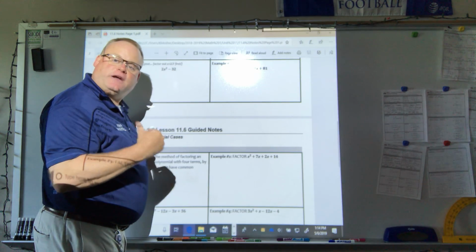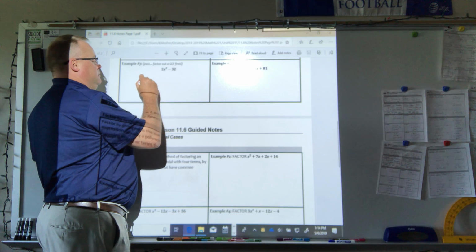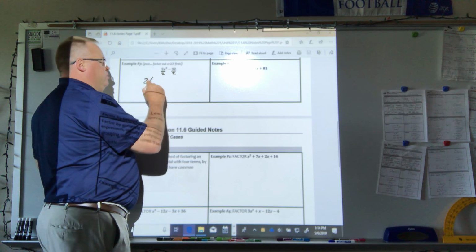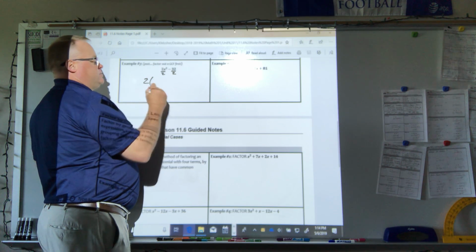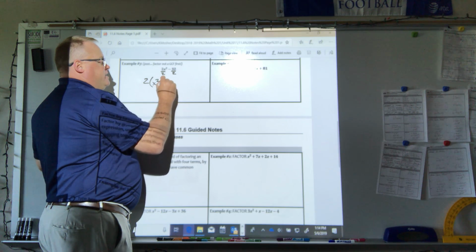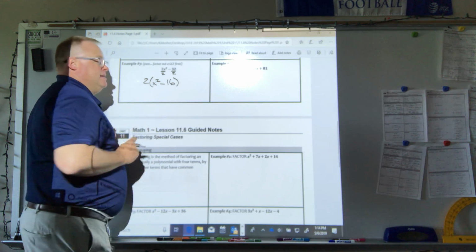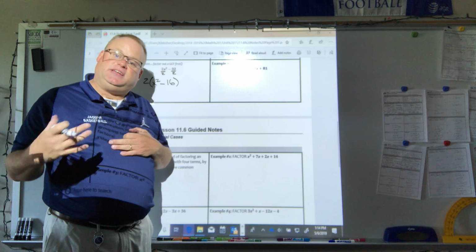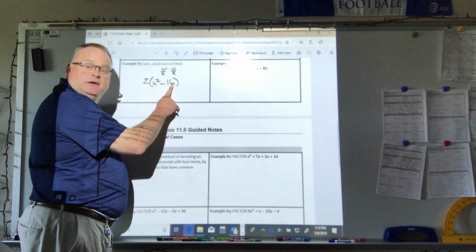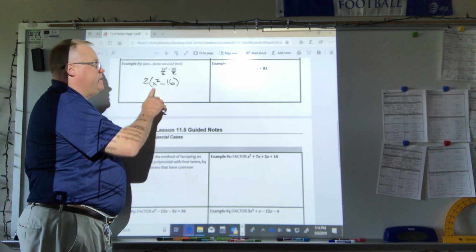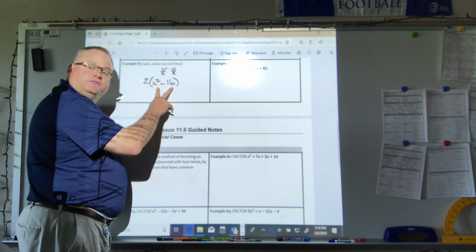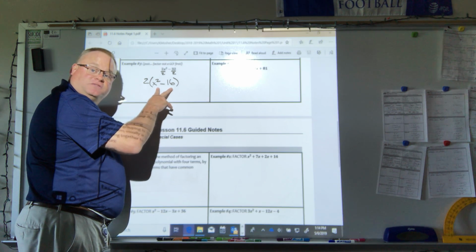But if I factor out a 2, if I divide everything by 2, pulling a 2 out of 2x squared gives me just x squared. 2 out of 32 gives me 16. Now, is x squared minus 16 a difference of squares? Well, I know that 16 is a perfect square, and I know that x squared is a perfect square. So therefore, I know this is a difference of perfect squares.